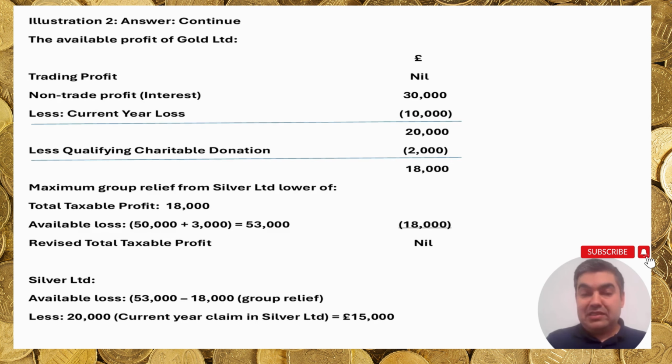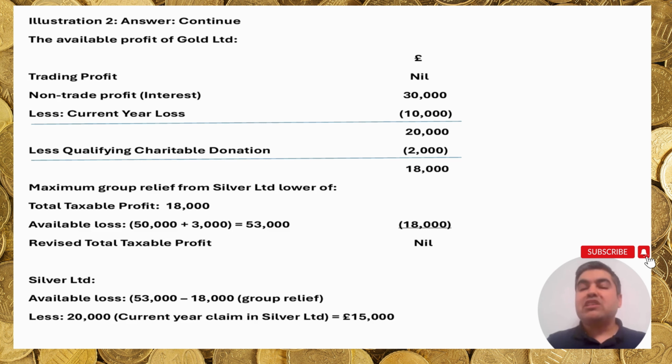Now, Gold Limited doesn't have any trading profit. However, they have non-trade profit, which is interest. They receive interest from bank deposit of 30,000. Then they will use the current year loss because they have a trading loss of 10,000. So eventually their taxable profit will be 20,000. They will utilize the charitable donation as we stated on the previous slides. So they use the current year losses first before asking for group relief, and they utilize the charitable donation. Eventually their total taxable profit will be 18,000.